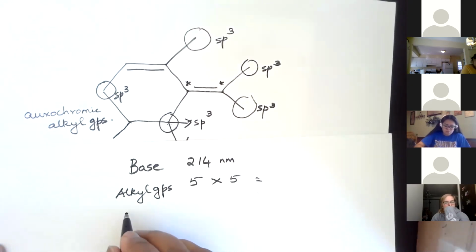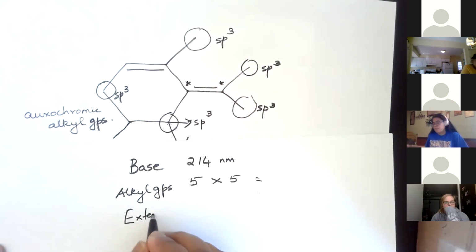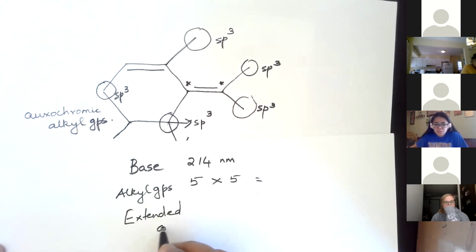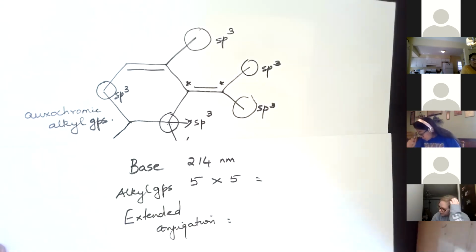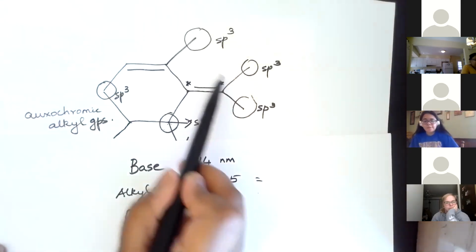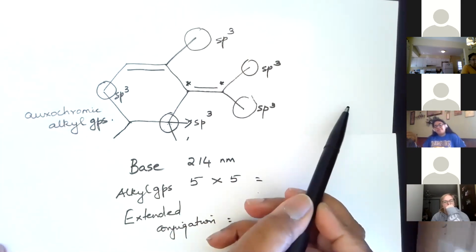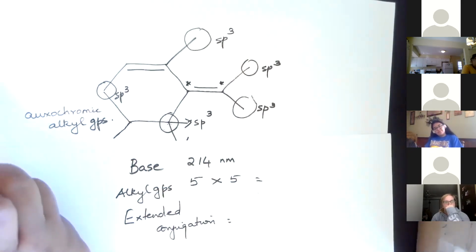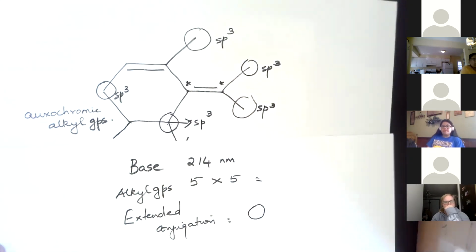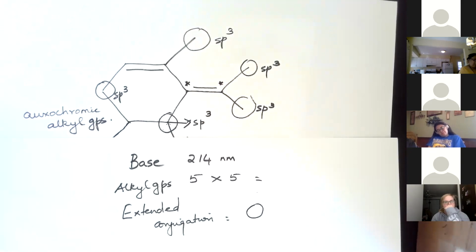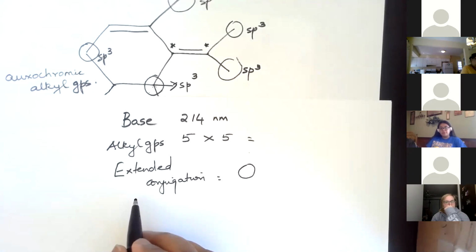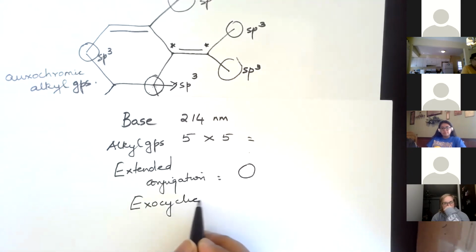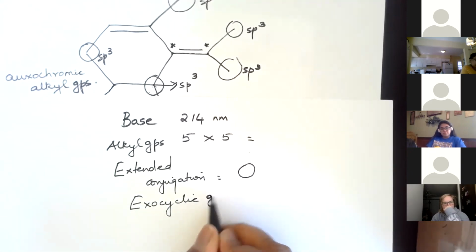Now, is there extended conjugation? Meaning, do you have any more past the first 2 on either side? Okay, this is the basic unit. Do I have extended conjugation this way? Do I have extended conjugation the other way? No, not in this case. And then, what's the next one? Our favorite. Exocyclic groups. Do you have any?